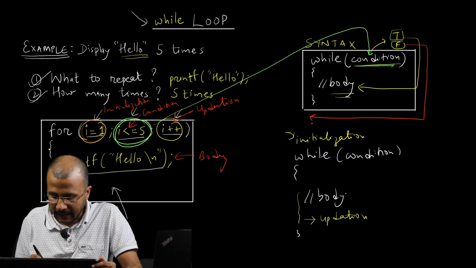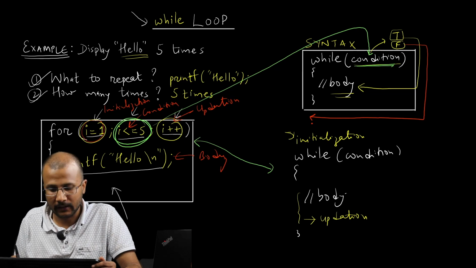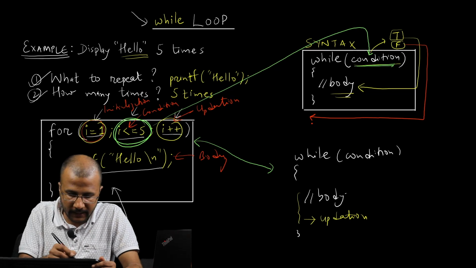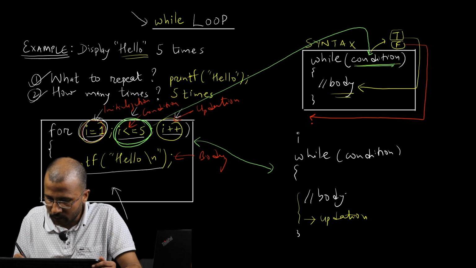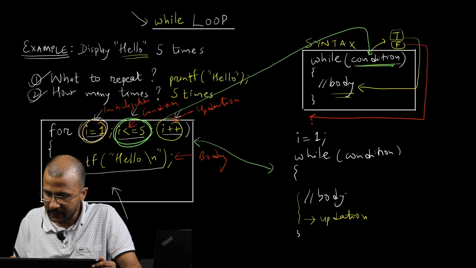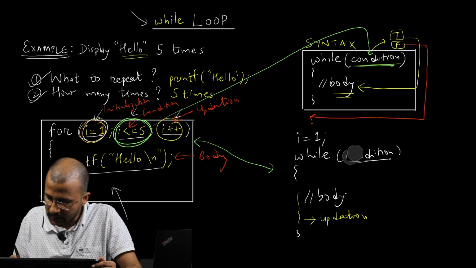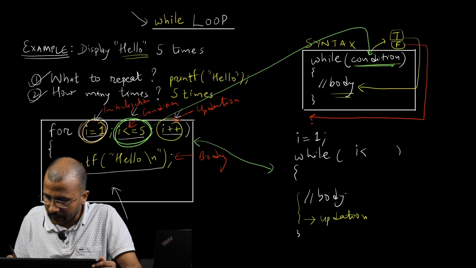So now let's write the same loop that we have written using the for loop, using the while loop. First of all, initialization will come here. So let me put the initialization statement here at the beginning before I start the loop. So initialization is i equals 1. Now what is the condition? The condition is i less than or equal to 5. So instead of this, I have to write the condition here, that is i less than or equal to 5.